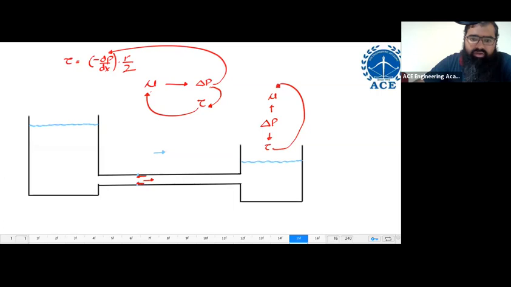If the pipe is inclined, then instead of delta P, you'll say delta P star is getting affected. Fine, then if you have any questions, you can ask.